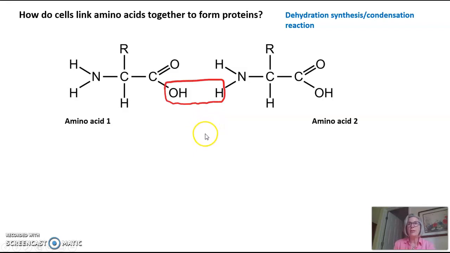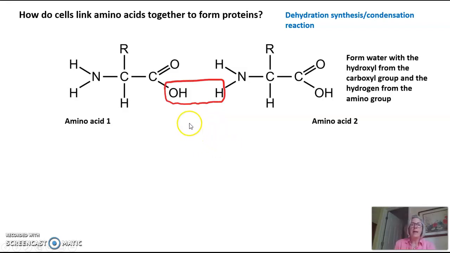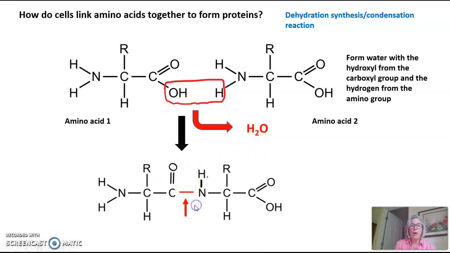We are going to link these two amino acids together by taking a hydroxyl from the carboxyl of amino acid number 1 and a hydrogen from the amino group of amino acid number 2. This is going to form water, which is where the term dehydration comes from in the dehydration synthesis reaction. And then a new bond called a peptide bond is going to form between the carbon of the carboxyl unit of amino acid 1 and the nitrogen of amino acid 2.